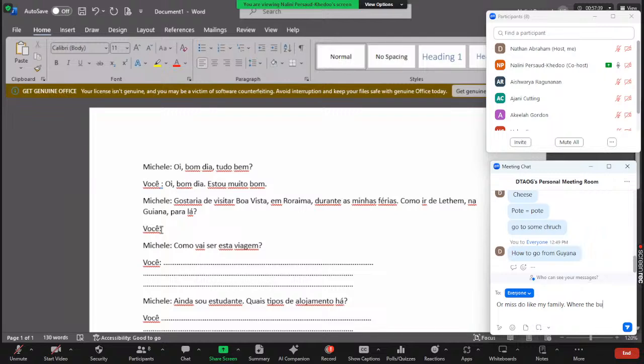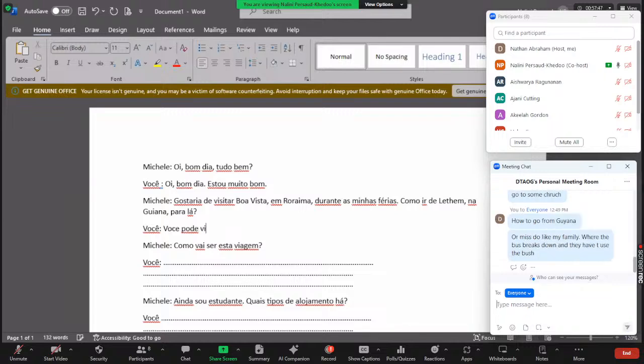All right, so we can say, você pode viajar, you can travel, com ônibus, with bus, to Letem.